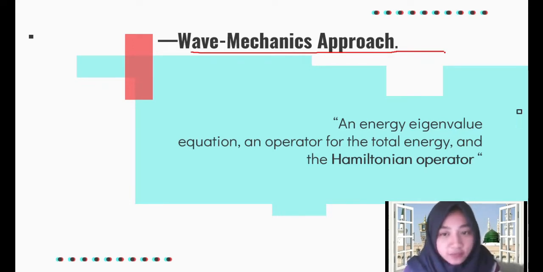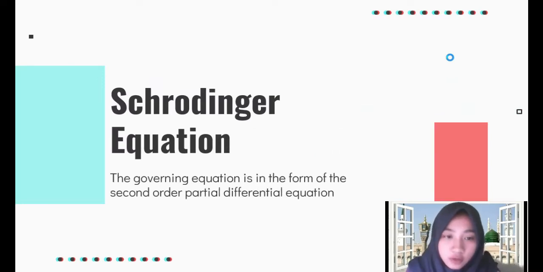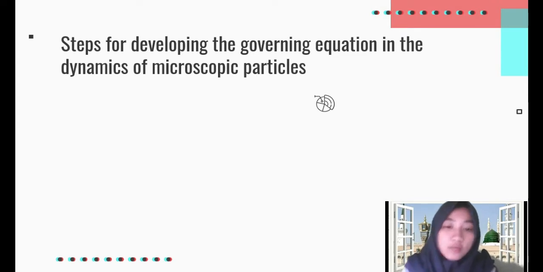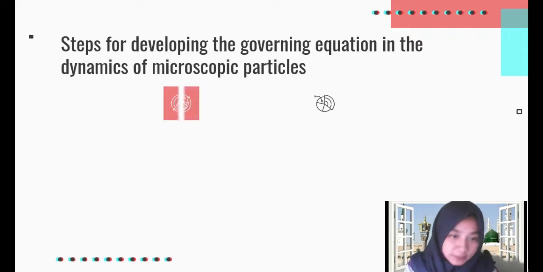This approach is derived from an energy eigenvalue equation and hence an operator for the total energy. The Hamilton operator is given. The governing equation is in the form of a second-order partial differential equation and is known as the Schrödinger equation. Once developed, it is solved to describe the dynamics of the system.